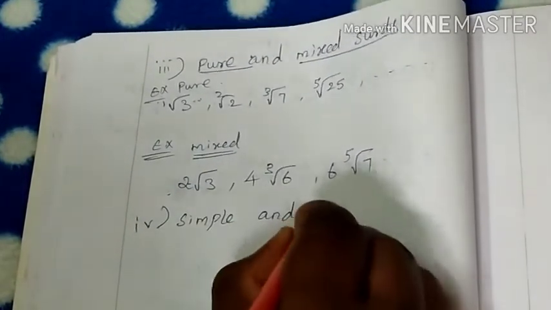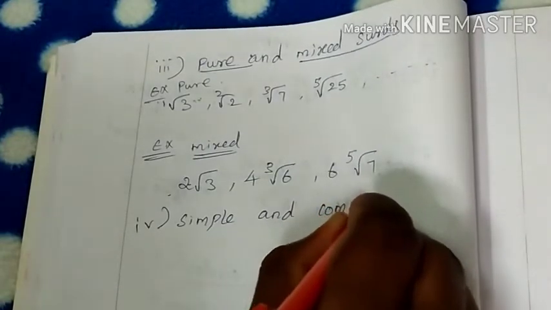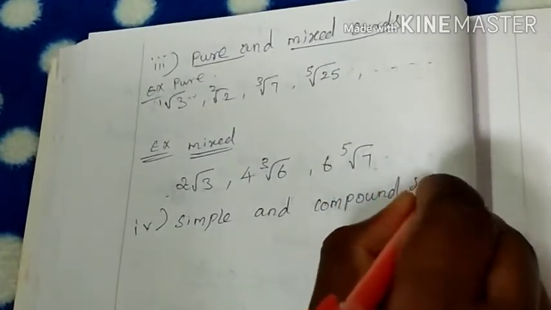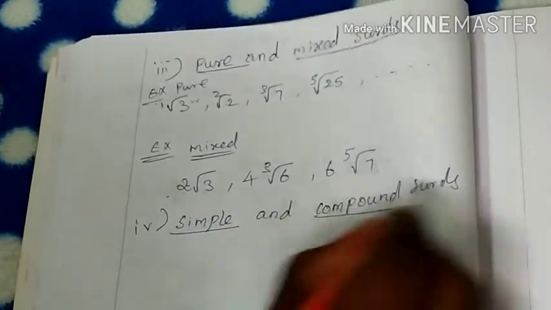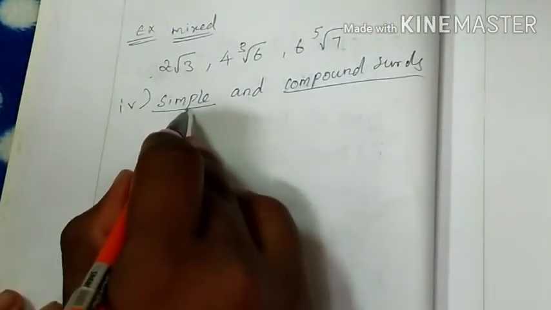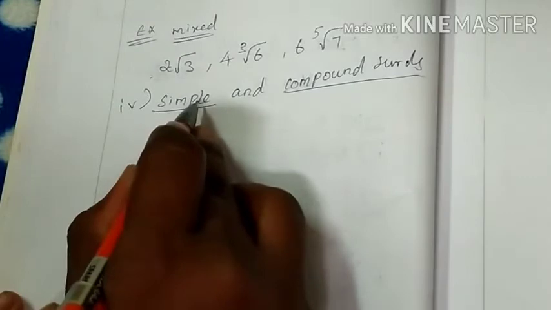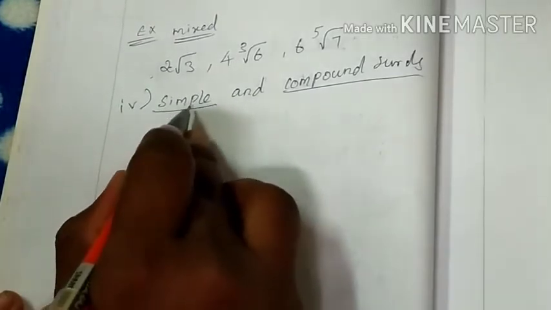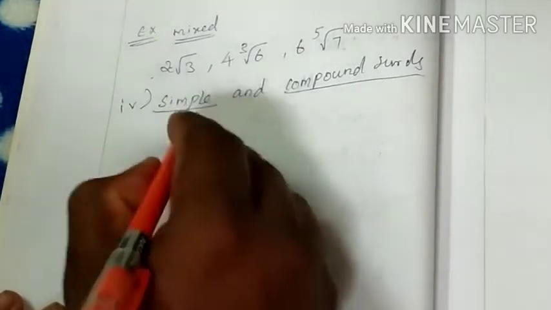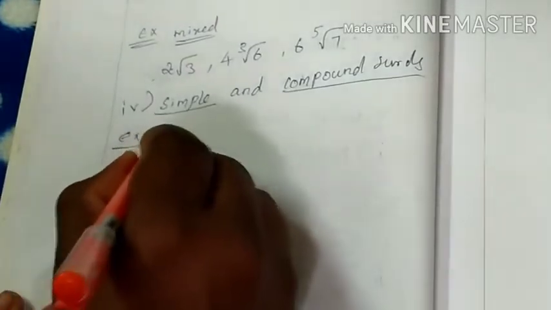Simple and compound sets. First we consider the simple sets. A set with a single term is said to be a simple set. Only a single term exists. That is called a simple set. Single term. That means, the example of simple sets.